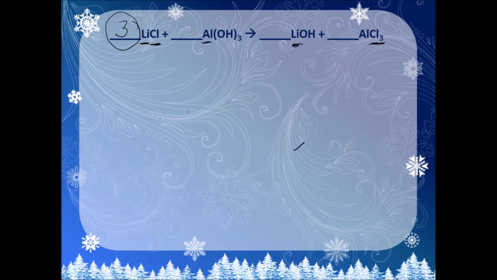How many LIs? 1. How many CLs? 1. How many CLs? 3. Ooh. What do you multiply 1 by to get 3? How many ALs? 1. Okay, we got a parentheses. That means we have a group. Sometimes we get parentheses, sometimes we don't. So how many OHs do we have?